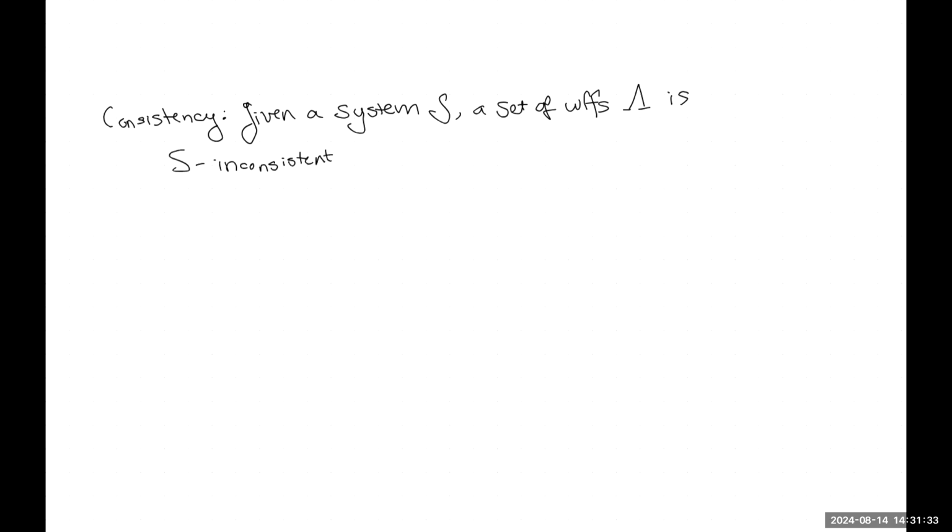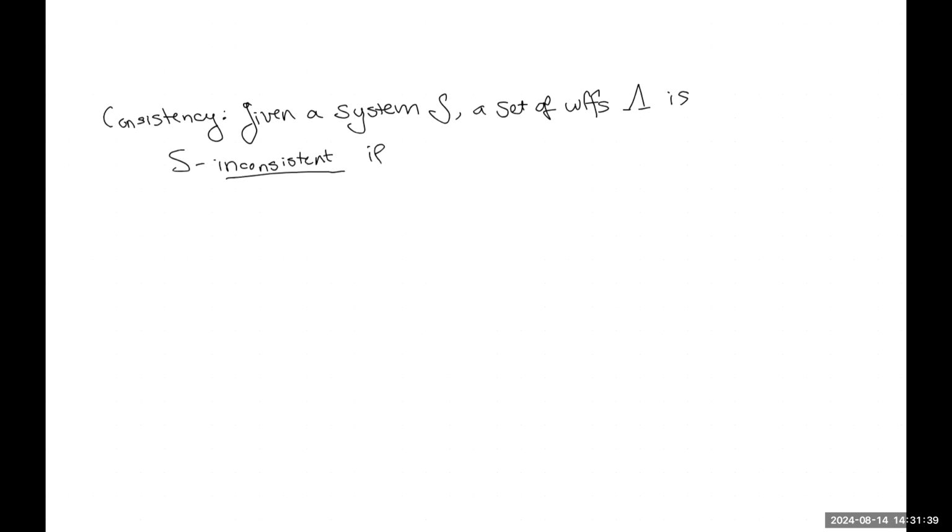Given a system S, a set of well-formed formulas lambda, so this is a Greek capital letter that we haven't seen probably in a very long time. So it's this upside down V with the little feet underneath it. Remember this, lambda, we're going to be using it quite a bit in what comes. So a set of well-formed formulas, lambda, is S inconsistent. Yes, I'm going to be defining the negative version of the notion first.